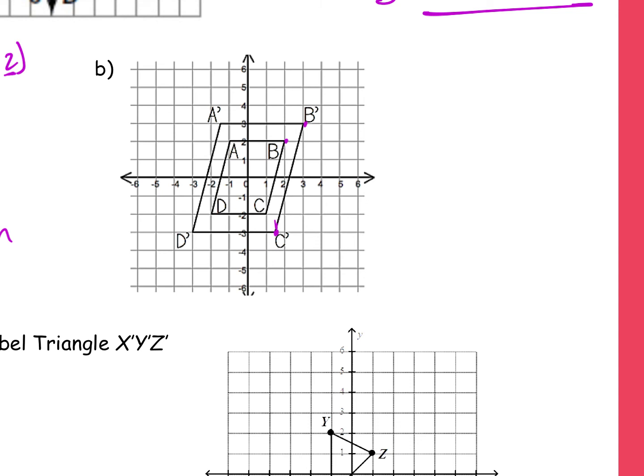So where's B at? B is at 2, 2. And B prime is at 3, 3. So now it doesn't matter if I choose X or Y, right? It doesn't matter which one I choose because it's the same number. So it says, what do I multiply 2 by to get 3?